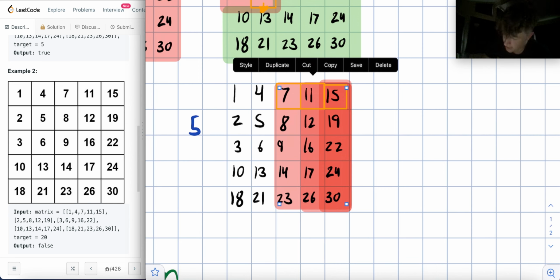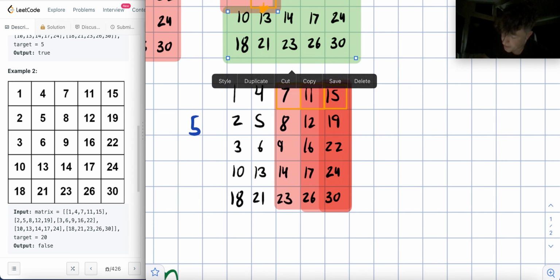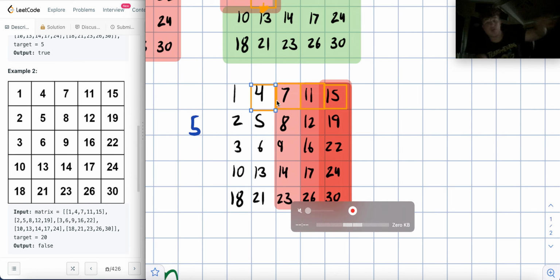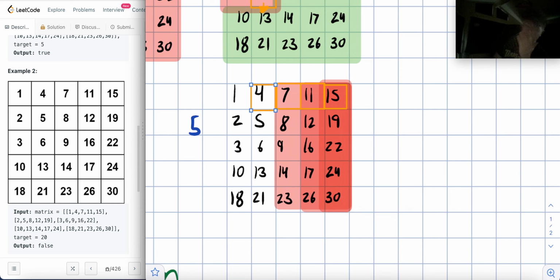Okay, now here's where it kind of gets interesting. When I look at 4, what can be said about 4? Well, 5 is greater than 4. So I'm going to go down. I'm not going to go left because I've already gone. If I'm at 4, well, it's greater than me, so it has to be down or to the right.